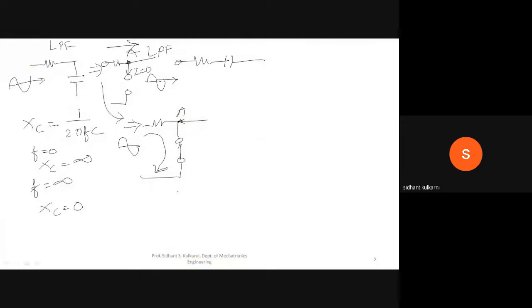If I want to draw a low pass filter, this is the plot of gain AF versus frequency. Let's say low frequency components: 0 Hertz, 50 Hertz, 1 kilohertz, 2 kilohertz. Let's assume that 2 kilohertz is the cutoff frequency. Up to 2 kilohertz, your output gain will be high. At 2 kilohertz, it will become 0.707, and after 2 kilohertz, it will become 0. So low frequency components are passed, whereas high frequency components are rejected.